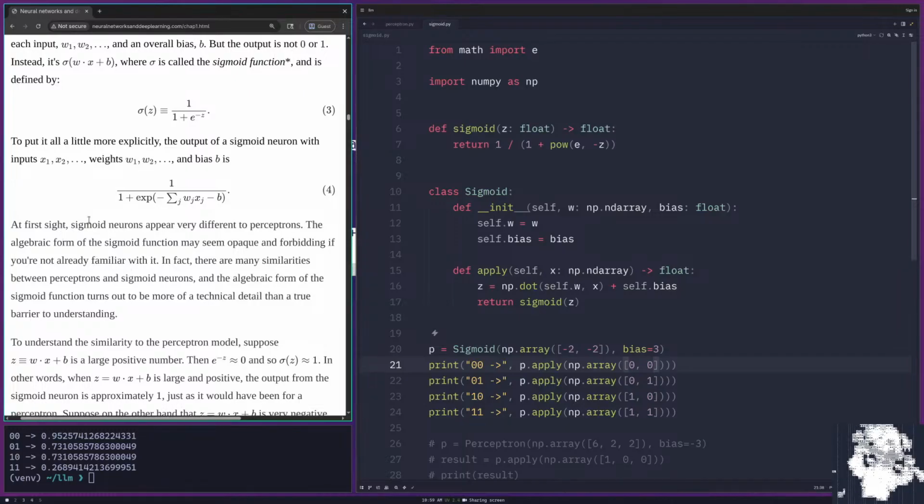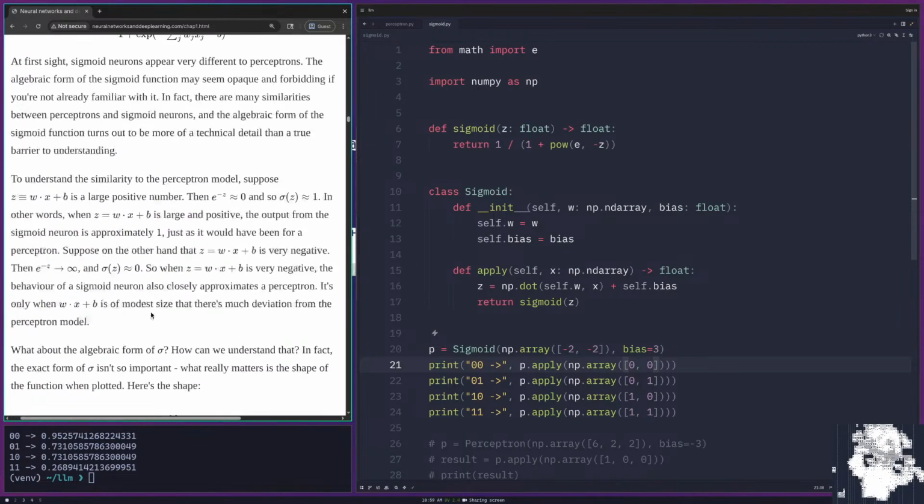At first sight, sigmoid neurons appear very different to perceptrons. The algebraic form of the sigmoid function may seem opaque and forbidding if you're not already familiar with it. In fact, there are many similarities between perceptrons and sigmoid neurons, and the algebraic form of the sigmoid function turns out to be more of a technical detail than a true barrier to understanding.